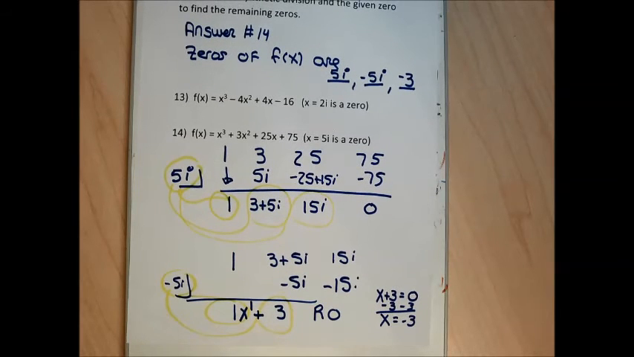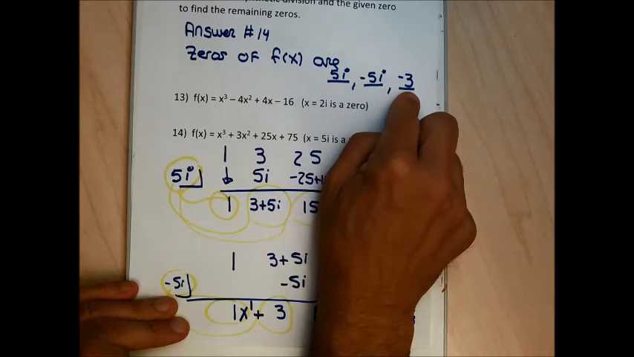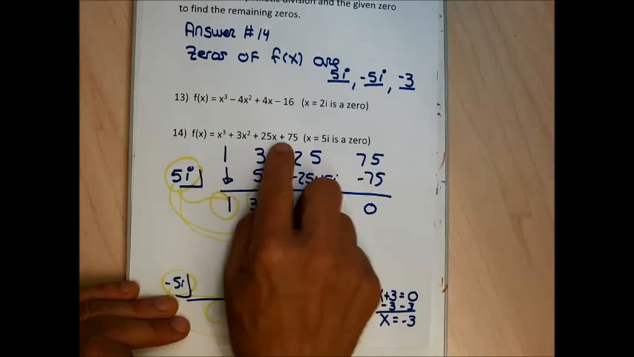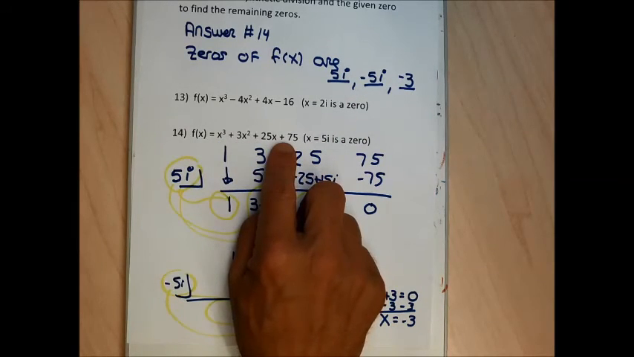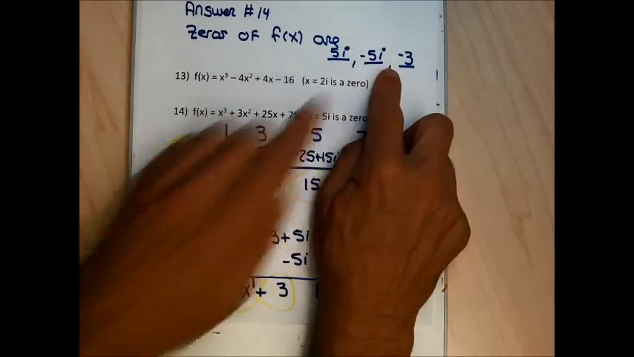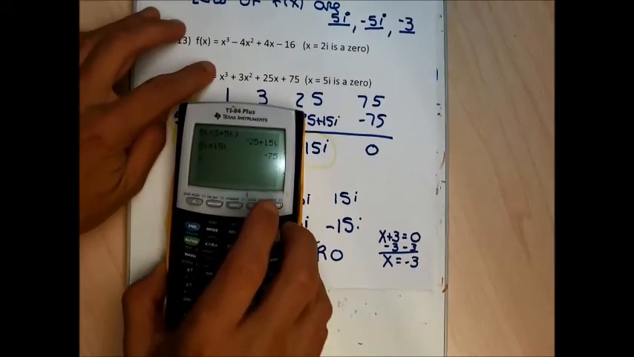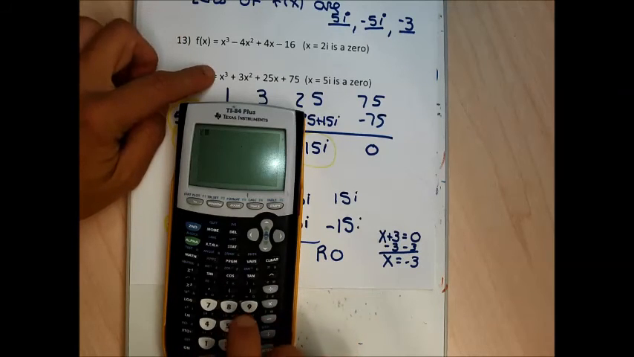If I want to check to see if my answer is right, that 5i, negative 5i, and negative 3 are zeros, I can take any one of those and plug them into the original function. So if I wanted to see if negative 5i was a 0, I can go to the original function and change the x to negative 5i.